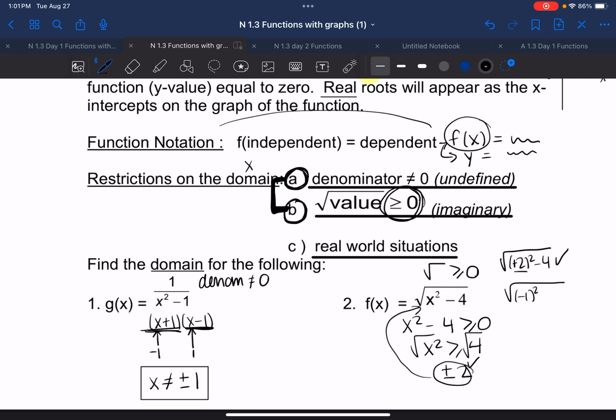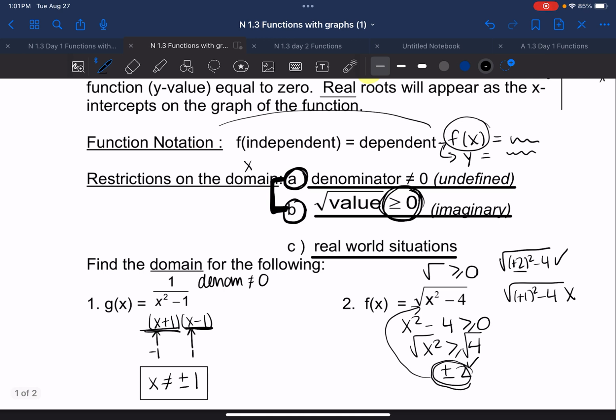So negative 1 squared minus 4. Well, negative 1 squared would be 1. 1 minus 4 is negative 3, which is not greater than or equal to 0. So that did not work. I could try a positive 1 as well. I'm going to get the same outcome. So it looks like when you try out numbers that are between these two, that's when things don't work.